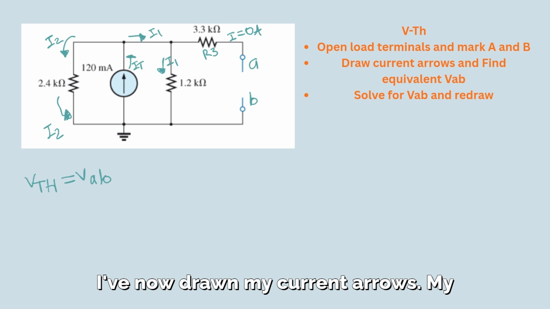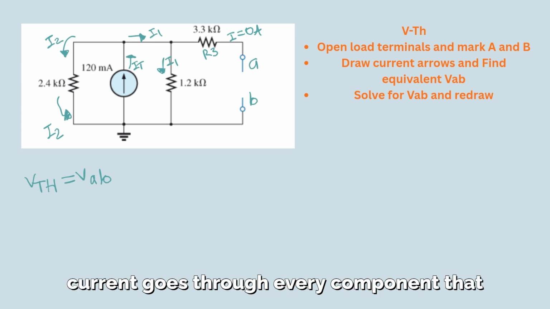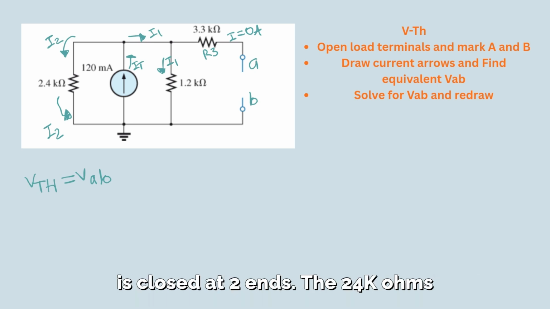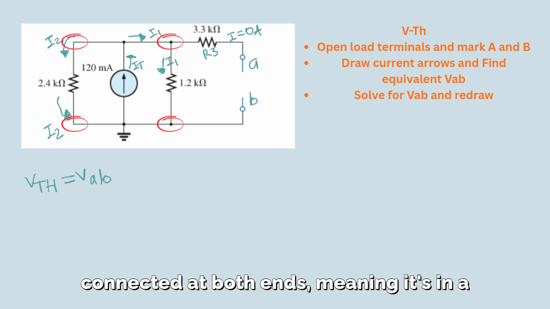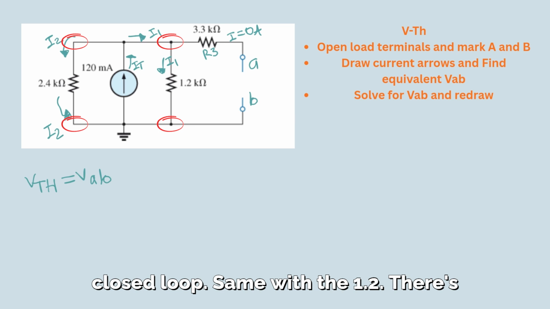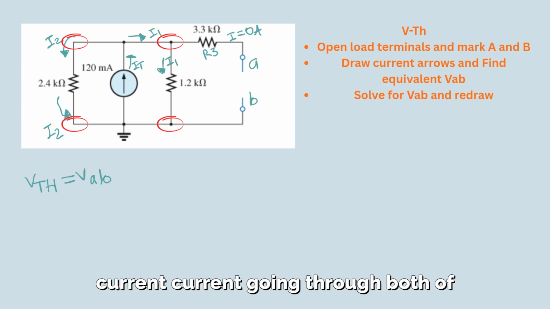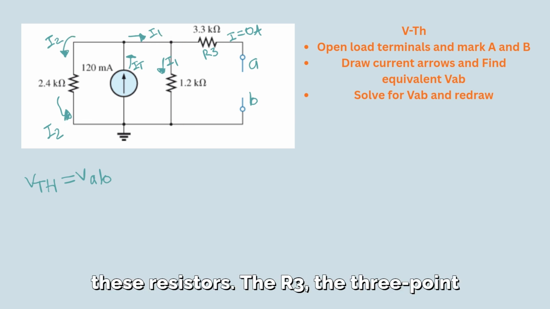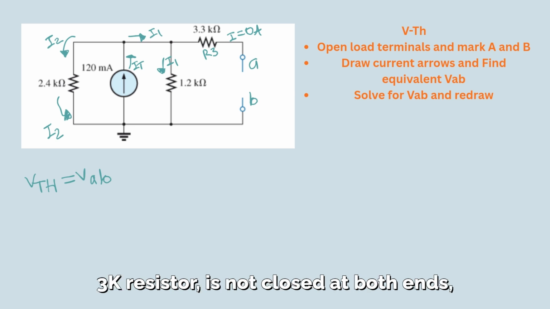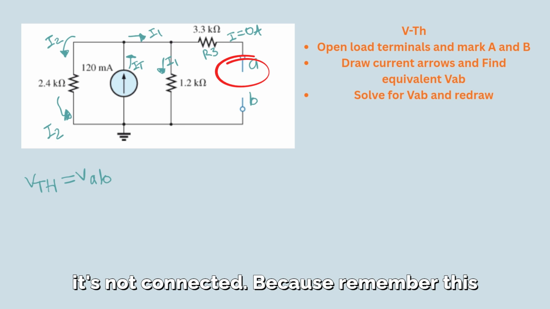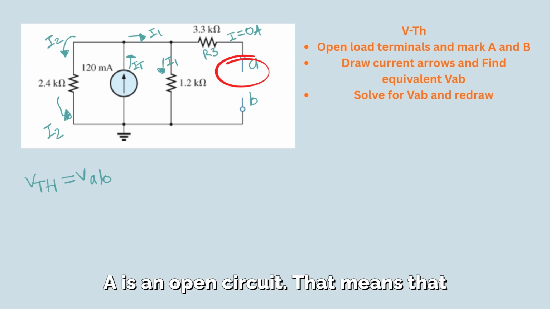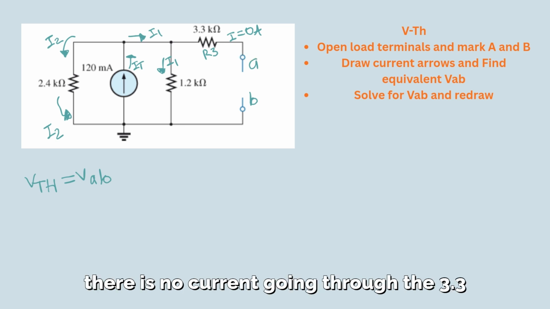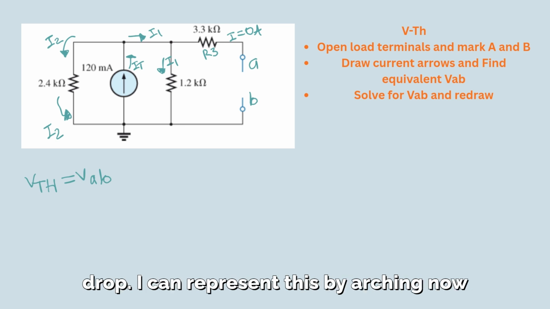I've now drawn my current arrows. My current goes through every component that is closed at two ends. The 2.4 kilo ohms is connected at both ends, meaning it's in a closed loop. Same with the 1.2. There's current going through both of these resistors. The R3, the 3.3 kilo ohm resistor, is not closed at both ends. It's not connected because remember, this A is an open circuit. That means that there's no current going through the 3.3 kilo ohm resistor and there's no voltage drop.